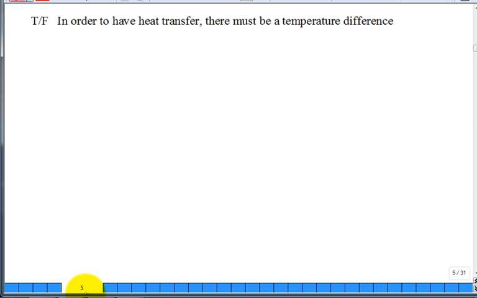True or false, clicker question, answer A for true or B for false. In order to have a heat transfer, there must be a temperature difference. Select answer A for true or B for false. In order to have a heat transfer, there must be a temperature difference. We'll stop this at 20 seconds. So we'll go ahead and stop.